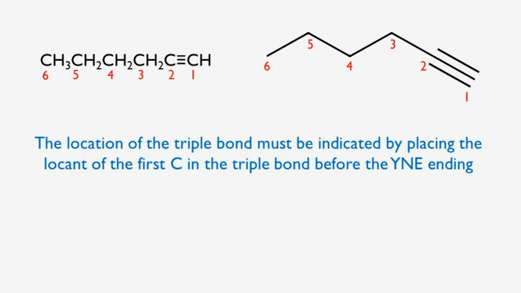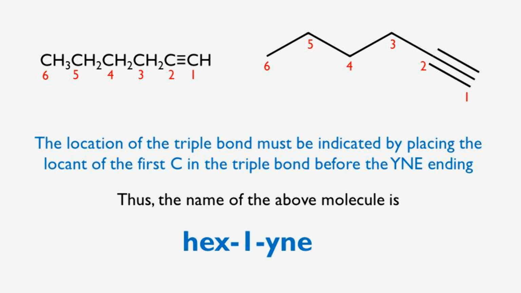Rule 3. To complete the name, the location of the triple bond must be indicated by placing the locant of the first carbon in the triple bond before the YNE ending. In this case, since the triple bond begins at carbon 1, we add 1 before YNE, and the name thus becomes hex-1-yne.